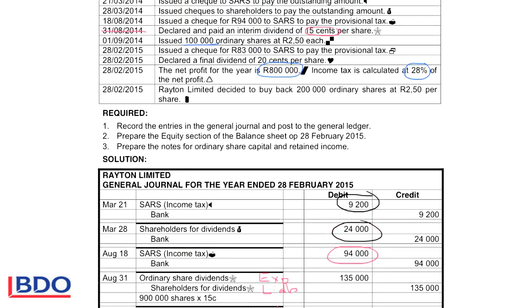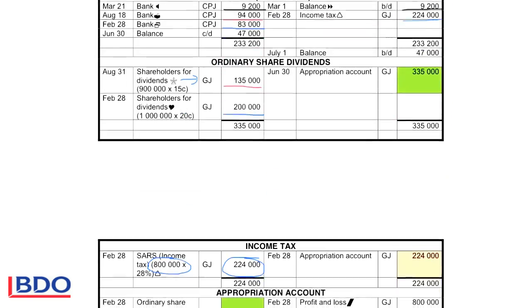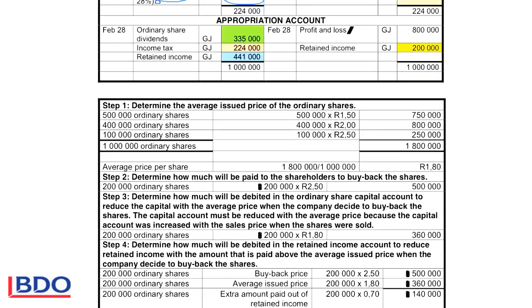And then the business decided to buy back 200,000 shares at R2.50. Now remember, if you buy back shares, first determine how much money you will pay to them, and then you must determine what your average price is so that you can calculate whether you are paying more than the average price or the average price. Okay, so we buy back 200,000 shares.